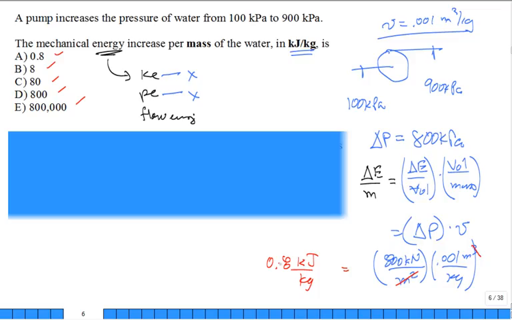What happened here? I increased the pressure of the flowing fluid through the pump. It increased the mechanical energy of the flowing fluid by 0.8 kilojoules per kilogram of the flowing fluid, water.